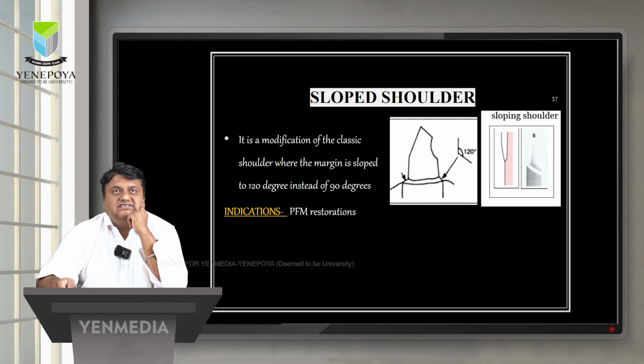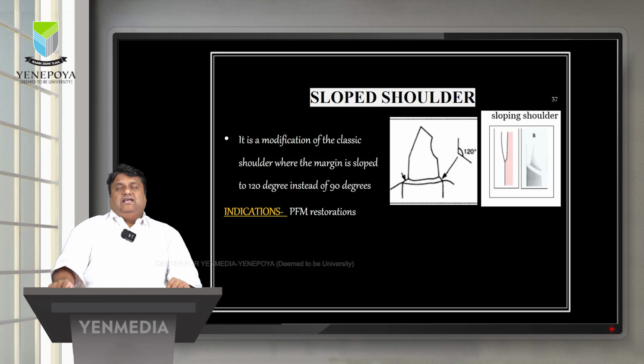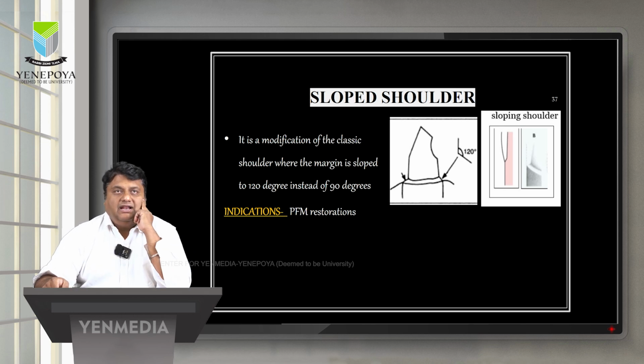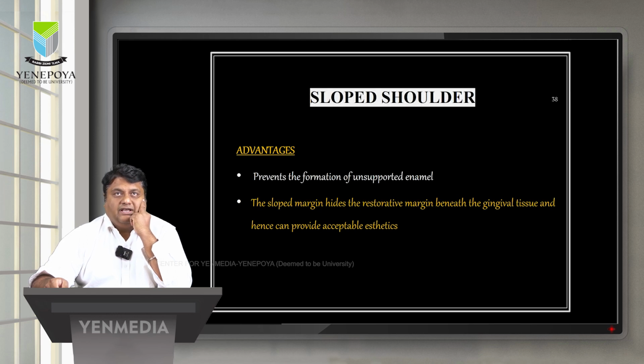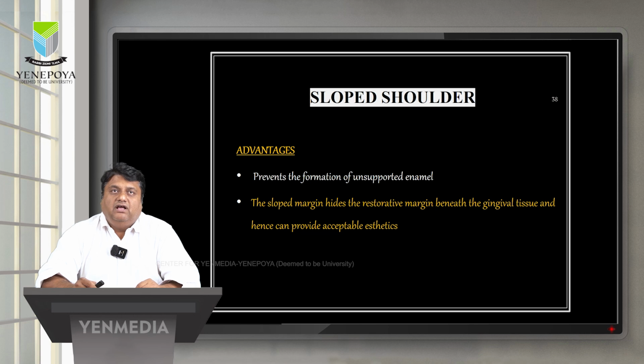The next modification is the sloped shoulder. It's a modification of the classic shoulder where the margin is sloped to 120 degrees instead of the usual 90 degrees. The indication, again, is PFM restorations. So what are the advantages of a sloped shoulder? The sloped shoulder prevents the formation of unsupported enamel. Again, it's a 120 degree finish line.